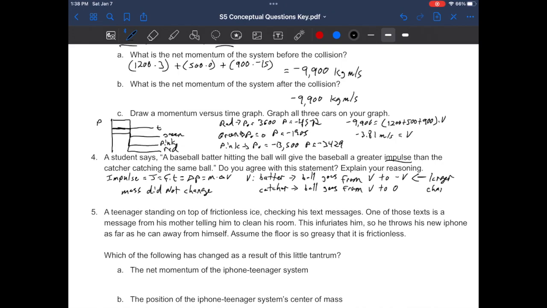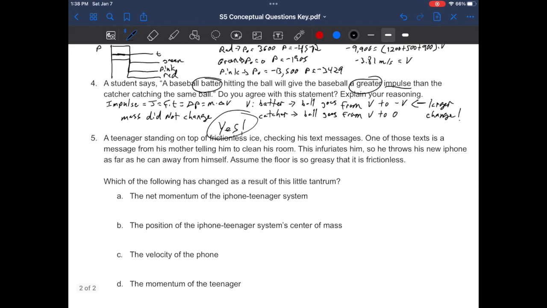So the batter has a larger change in velocity. The mass is the same, but the velocity has a larger change with the batter because it's going from towards him to away from him, where the catcher just simply stops it. We agree with what the student is saying, that the batter has a greater impulse because of that larger change in velocity. So yes, we agree. And all that work there, we'll count that as our explanation.